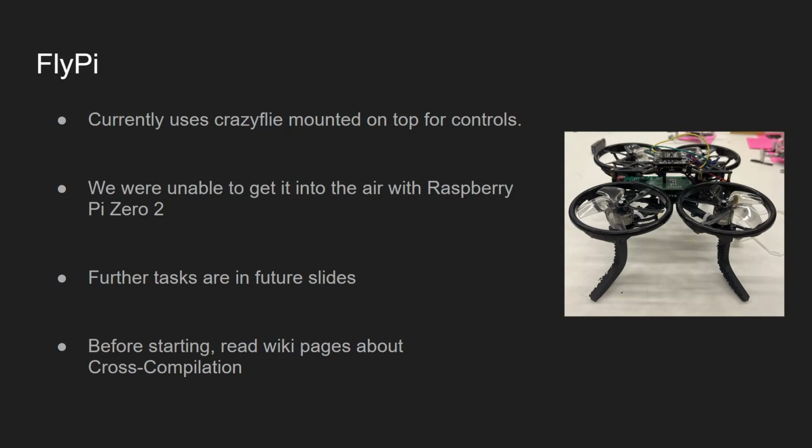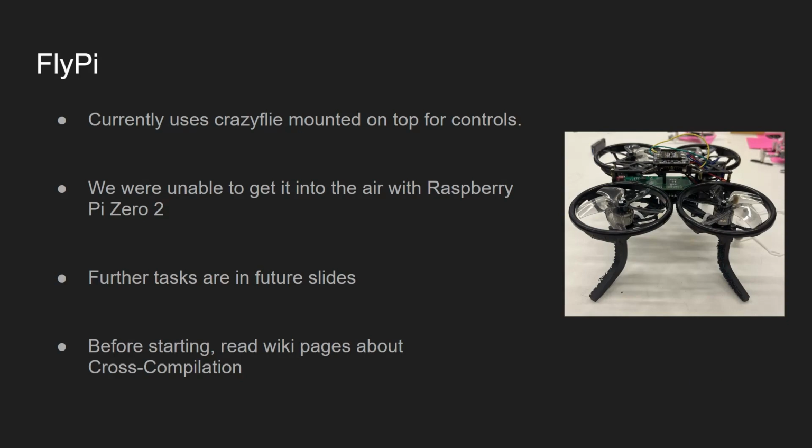So the current way that the quadcopter interfaces with the motors is through a CrazyFly board that's mounted on top. We were hoping that with our team, we would be able to mount the Raspberry Pi Zero 2 on top instead and get it into the air. But unfortunately, we were unsuccessful about that fully.